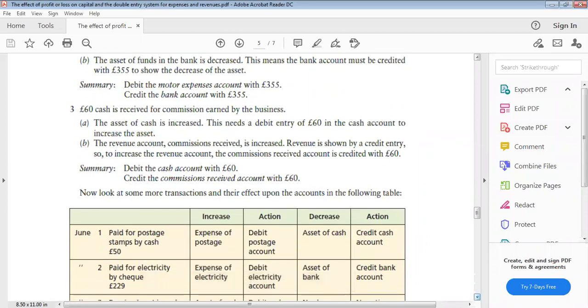All right, so the next section is $6 cash is received.